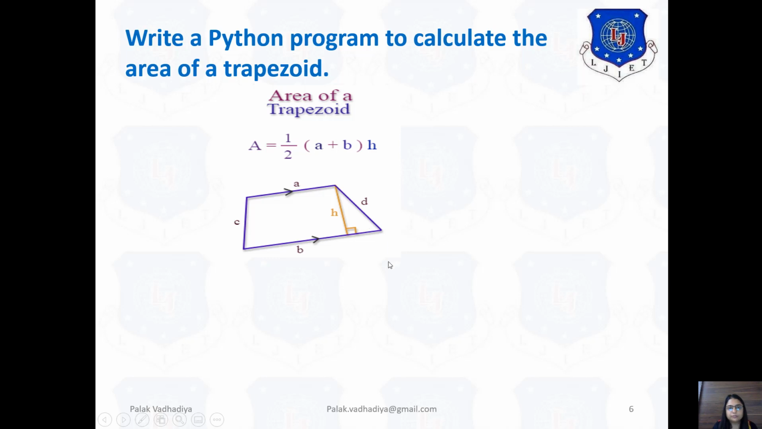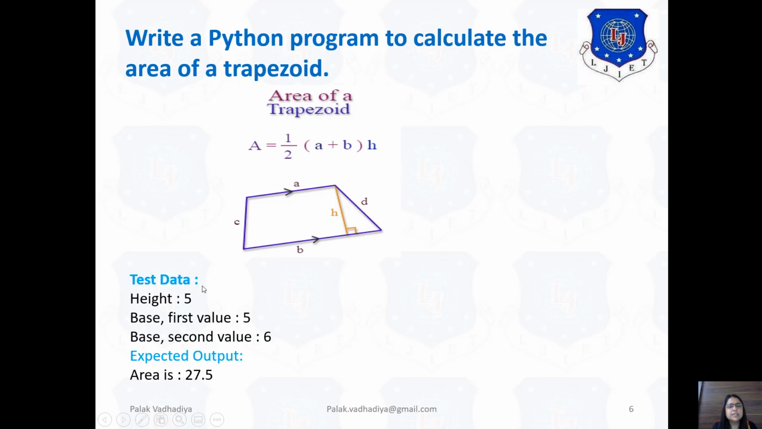Now some test data is given to us. Height is 5, base first value equals 5, base second value equals 6. If we put all these values in this equation, that is A equals 5, B equals 6 and H equals 5.